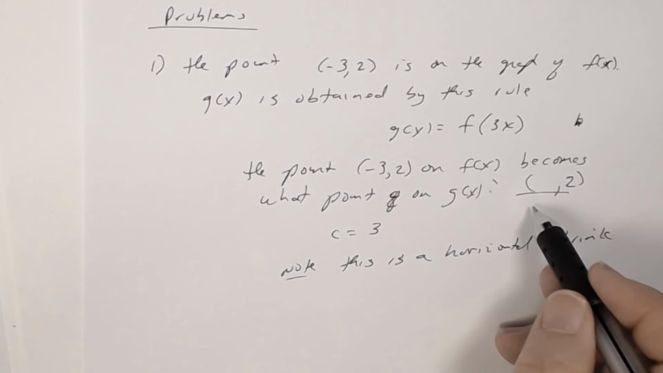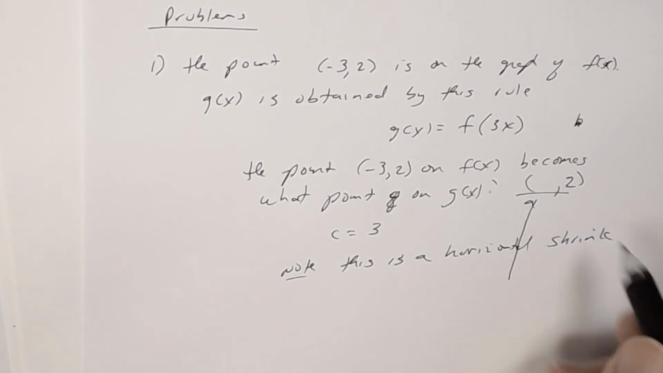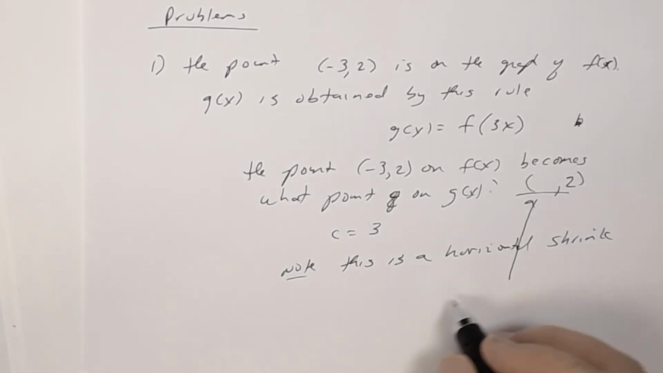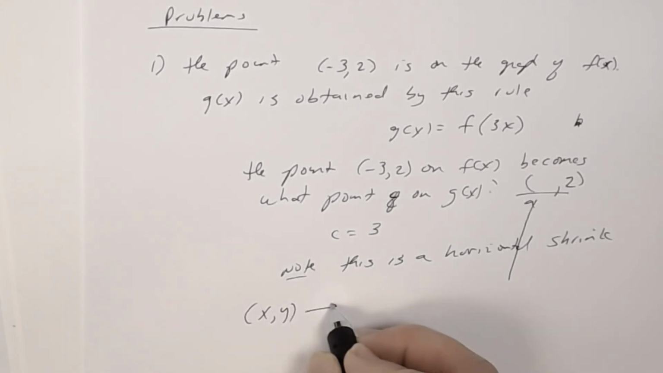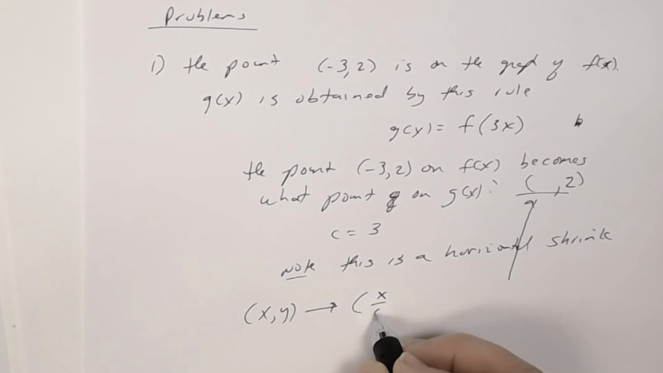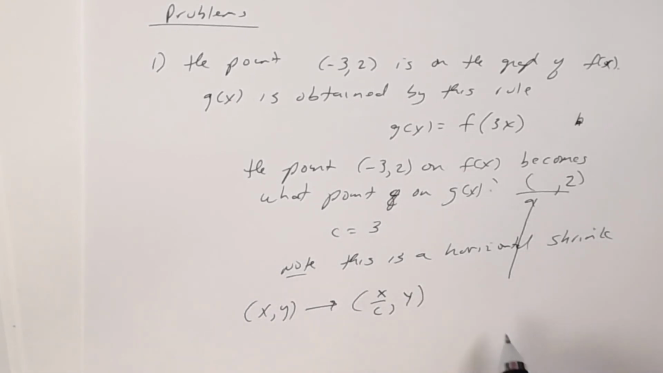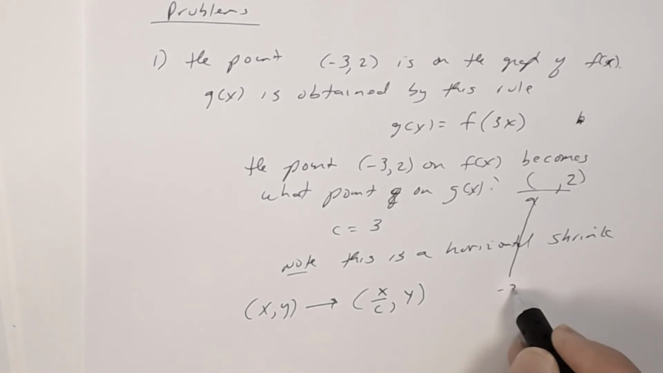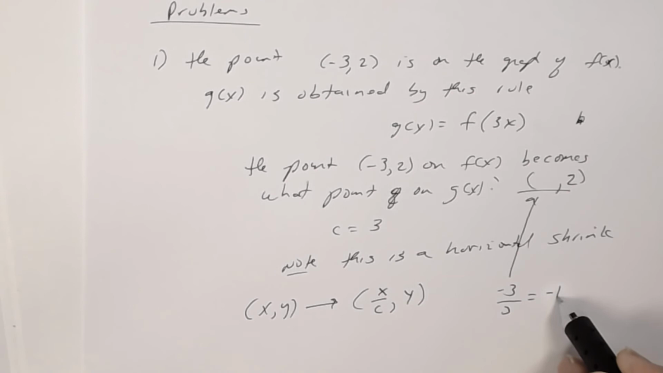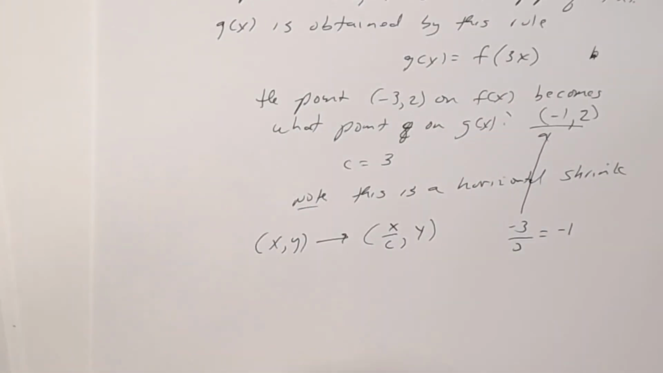And all I do to get that x coordinate right here is remember our rule. Our rule is this: (x, y) becomes (x divided by c, y). So all I do is take the x coordinate, -3, and divide it by c, which is 3, and I get -1. So that becomes -1. Okay? All right, number 2.